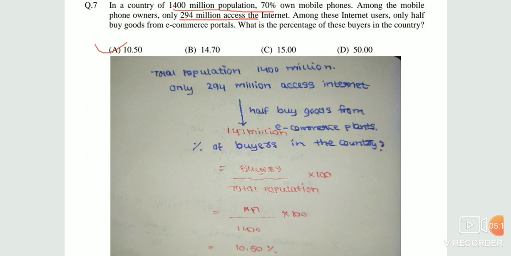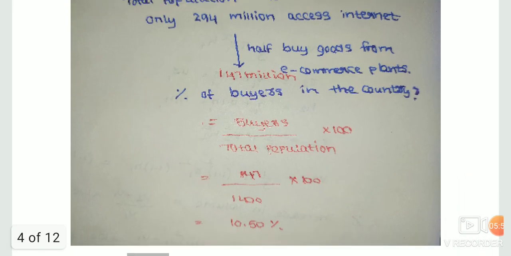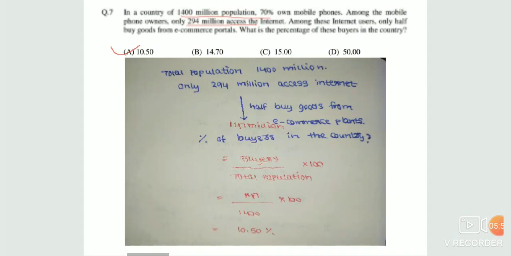Once you analyze that, among the mobile phone owners, only 294 million access the internet. So these are the people who access the internet. Among these people, half buy goods from e-commerce portals, means 147 million are buyers. So these are the buyers among this 1400 million population. What he asked, what is the percentage of these buyers in the country? So the percentage of these buyers in the country will be given by buyers by total population into 100. So here 147 by 1400 into 100, and the answer will be 10.50%.